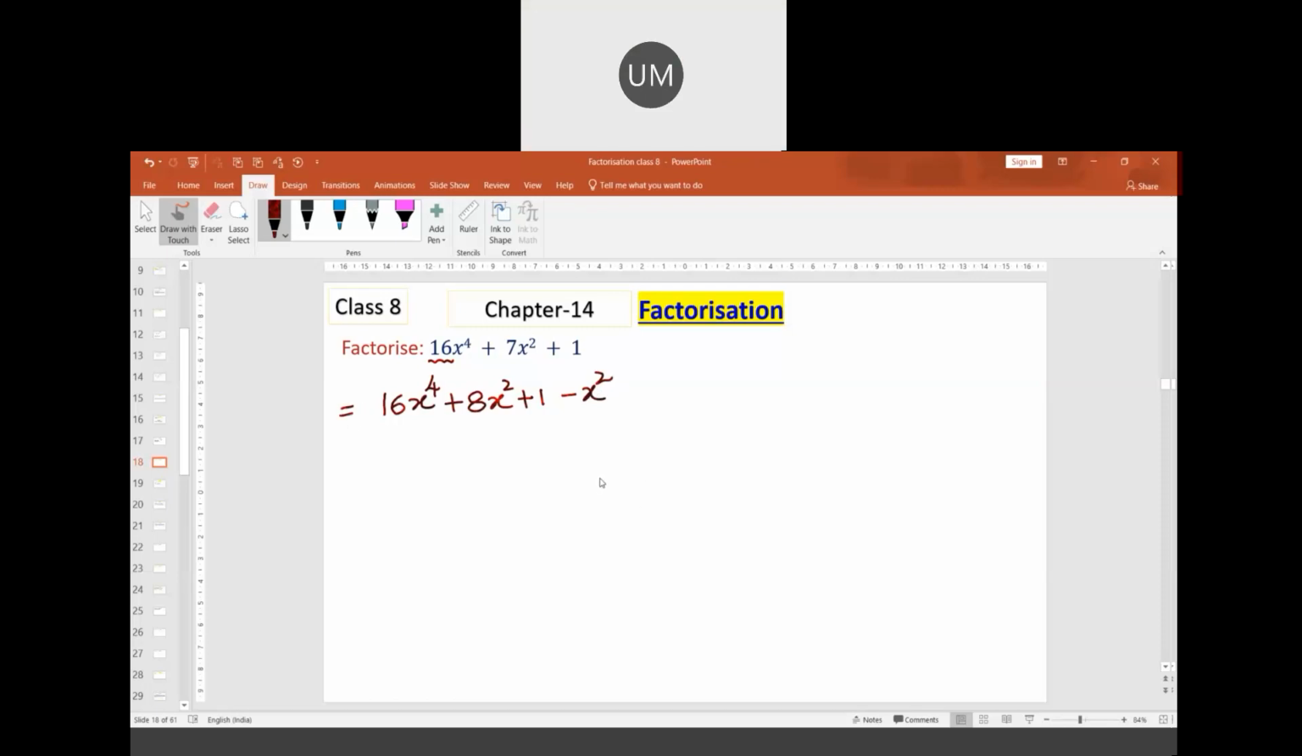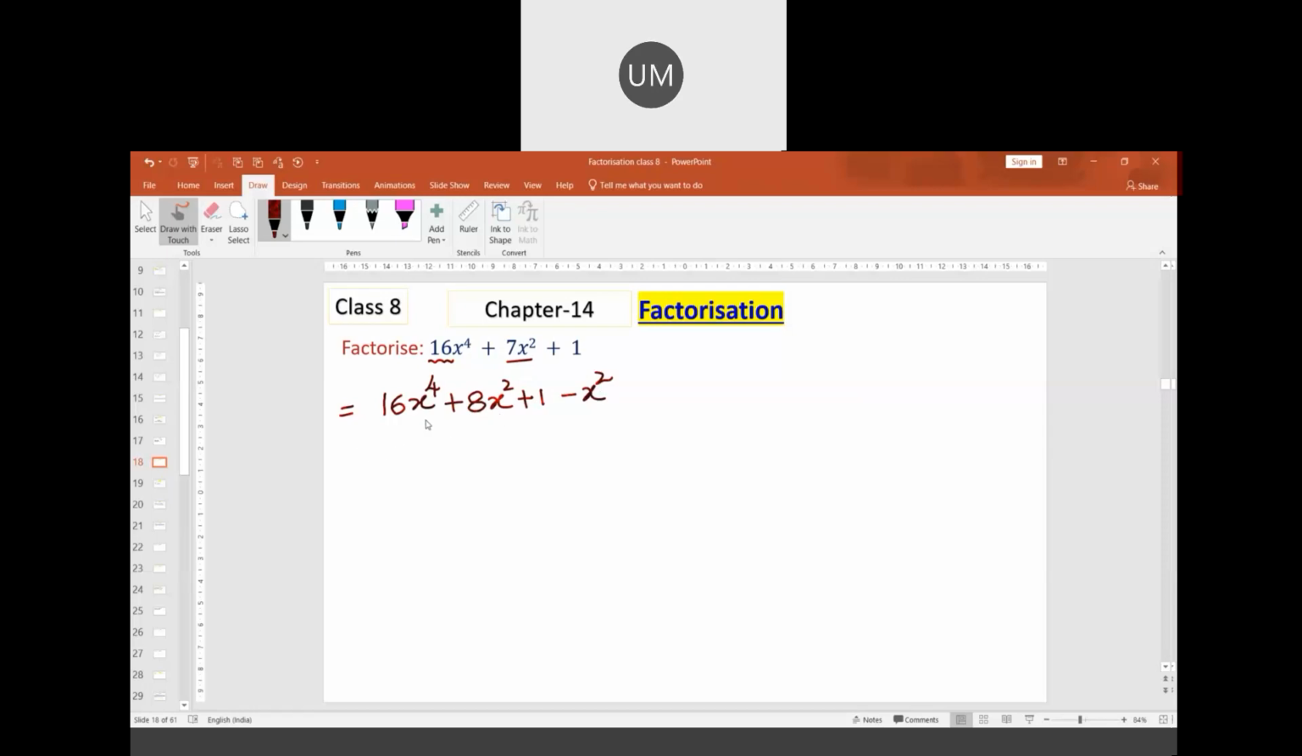Yes, sir, we can do, sir. Because you are increasing the order in 8, sir. 8x square minus x square is 7x square. I have changed this 7x square as 8x square minus x square. So it can be done like that.